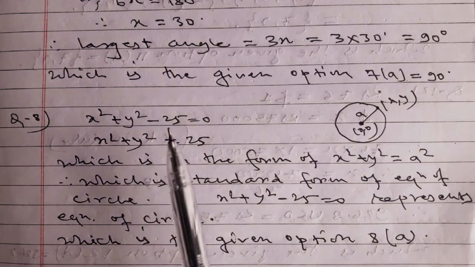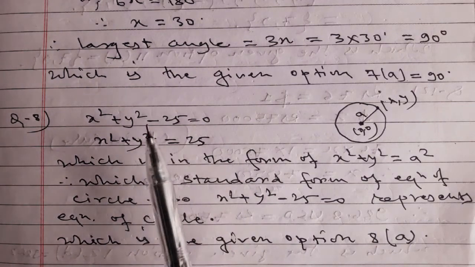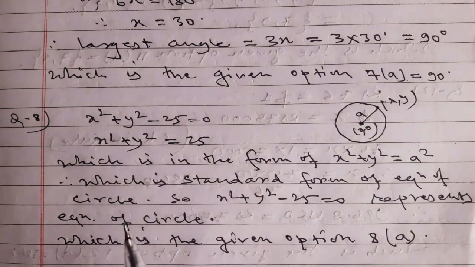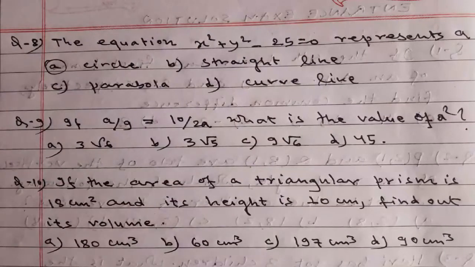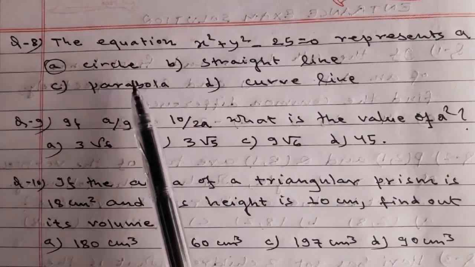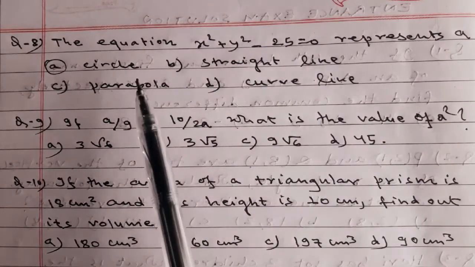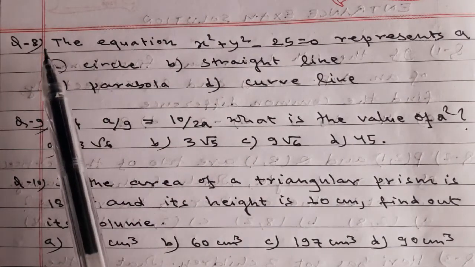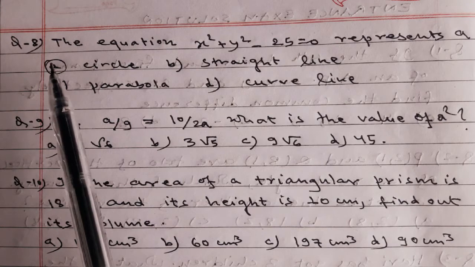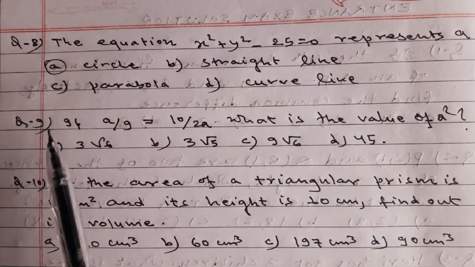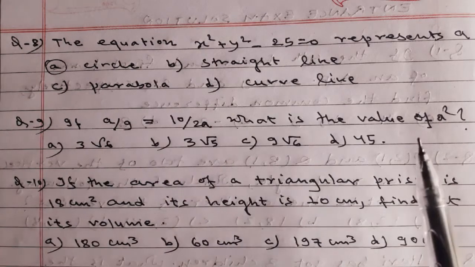So we can say x square plus y square minus 25, the given equation of second degree, represents the equation of a circle, which is the given option 8A. That means the equation x square plus y square minus 25 is equal to 0 represents a circle. So we have to tick the answer of question number 8, which is the right option. Let's go to question number 9.